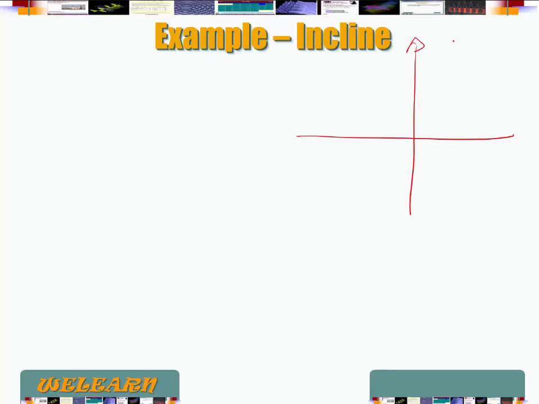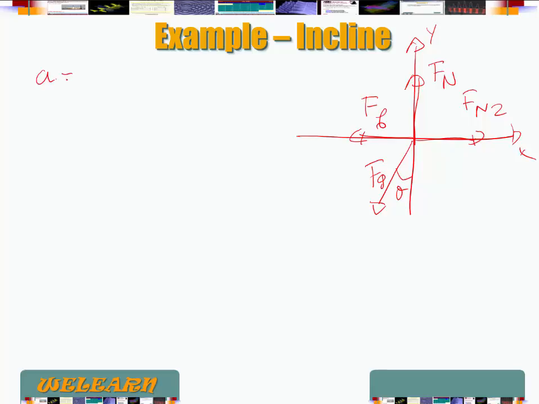So again, y-axis, x-axis, Fn2, Fn, friction, and gravitational force. Remember, we know the acceleration in this case. We found it in part A. Both masses are going to move with the same acceleration. So my acceleration is 2 meters per second squared.